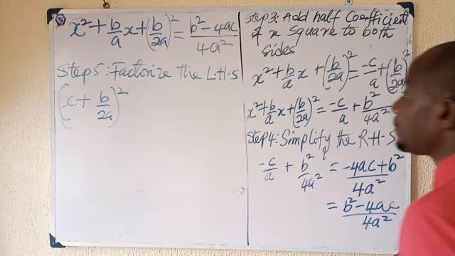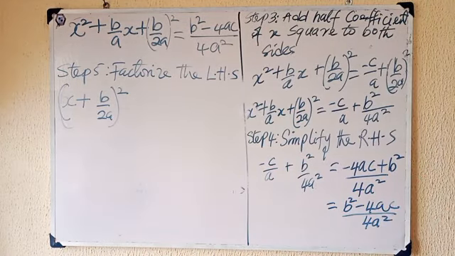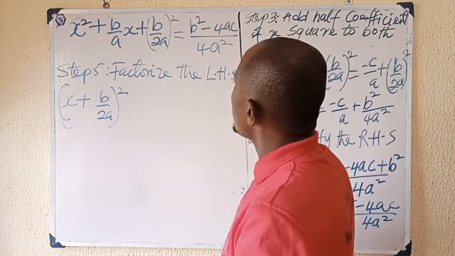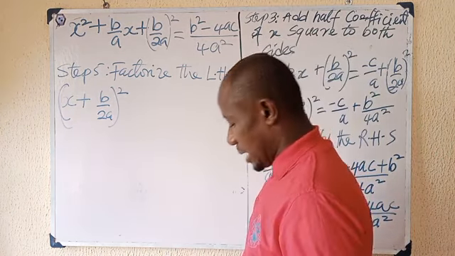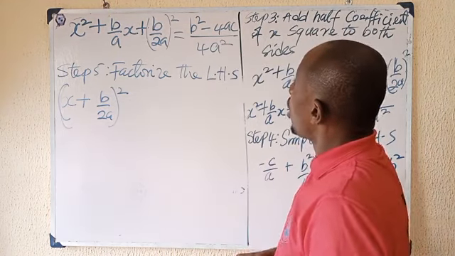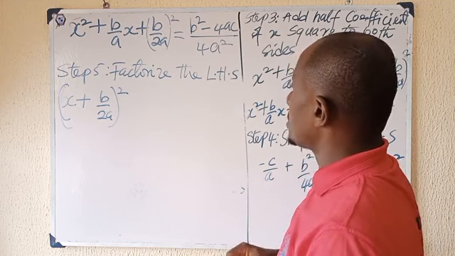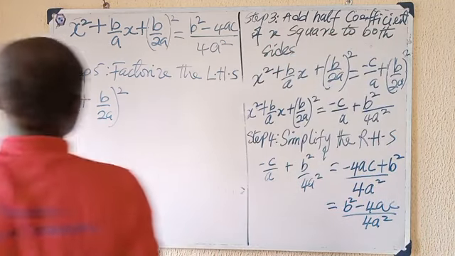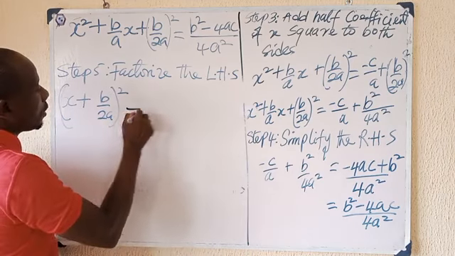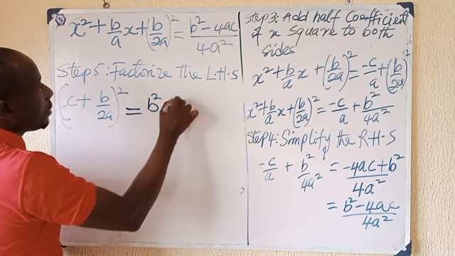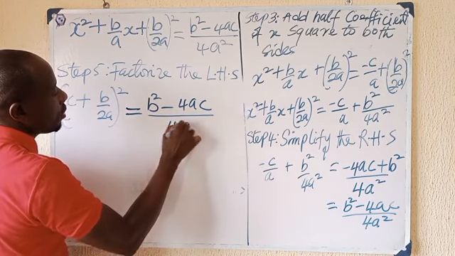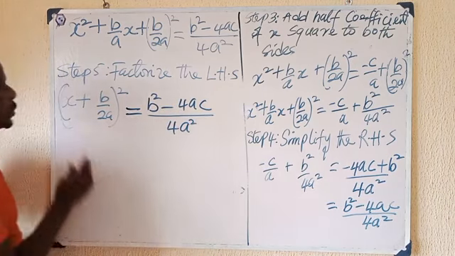So we proceed. Now the next thing we are going to do is to move to step 6. And step 6 says that we should take the square root of both sides. So step 6, we are done with this. So we equate it to b squared minus 4ac divided by 4a squared. So this is what we have now.